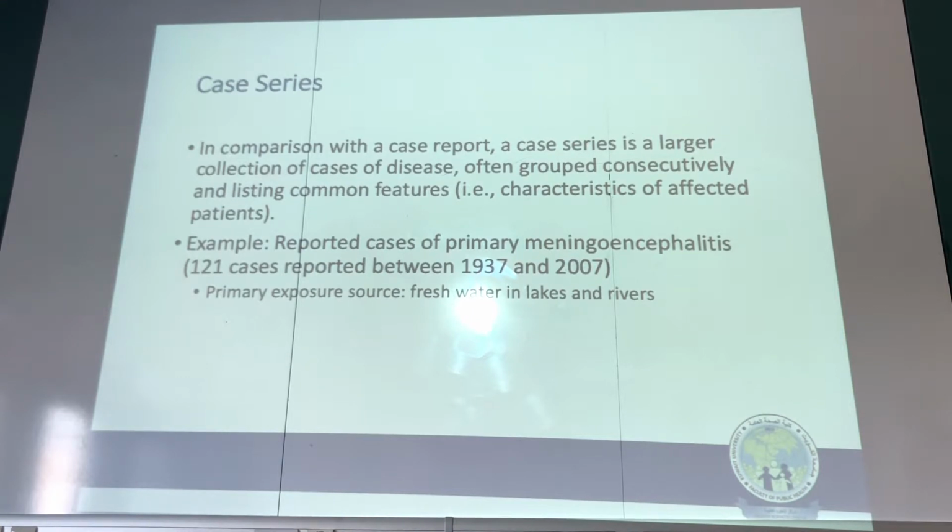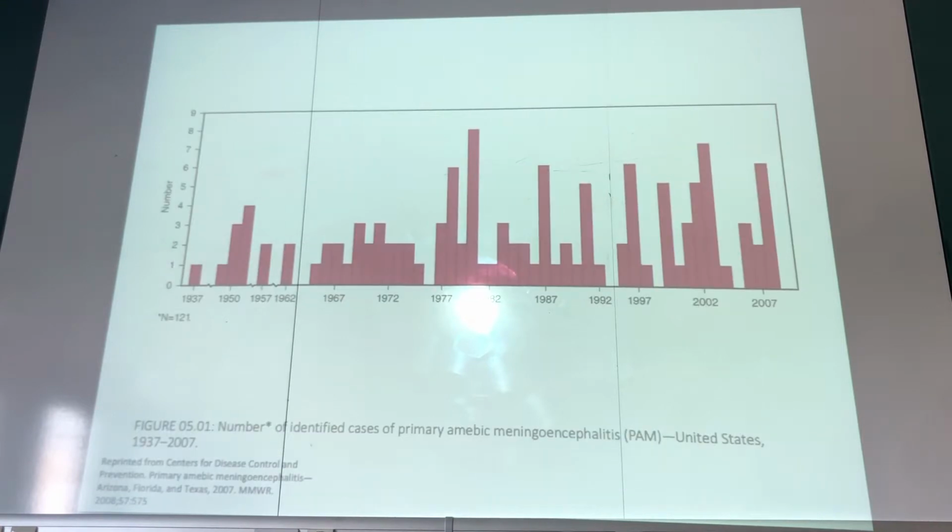And then you reported cases of primary meningitis, inflammation of the meninges. Okay. 120 cases reported between 1937 and 2007. Primary exposure source: fresh water in lakes and rivers. Of course, sometimes the bacteria are present in the lakes there in America. It could be caused by a parasite like amoeba, or could be other types of bacteria. You know, that could cause those kinds of inflammations of the brain membrane. This is a case series, which is basically an epidemic curve.